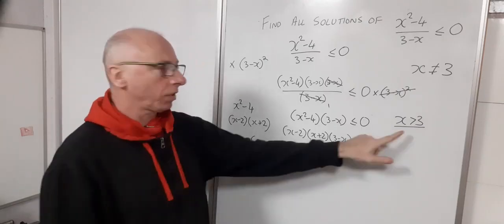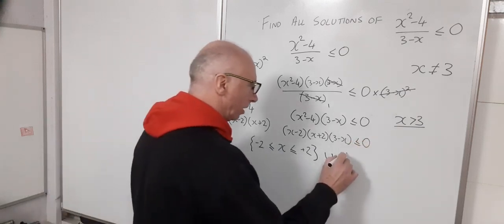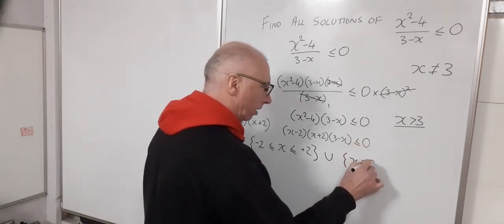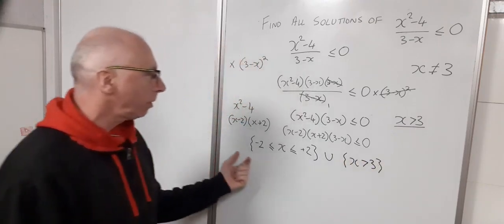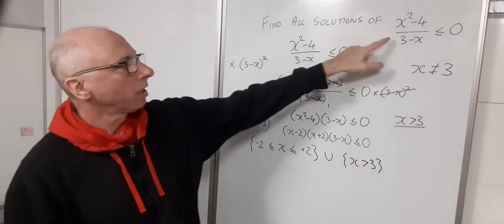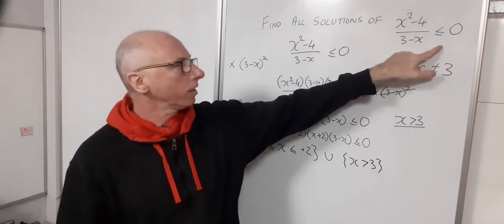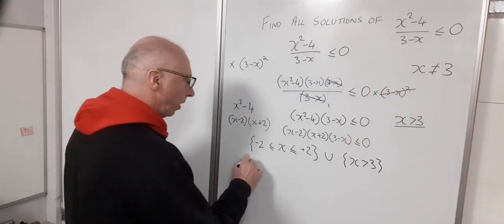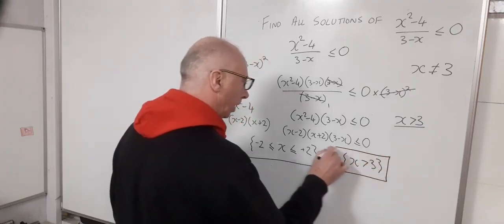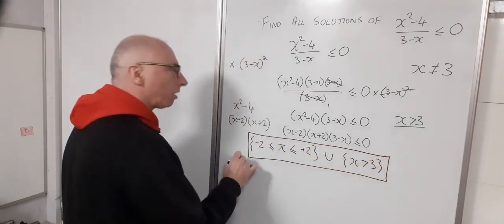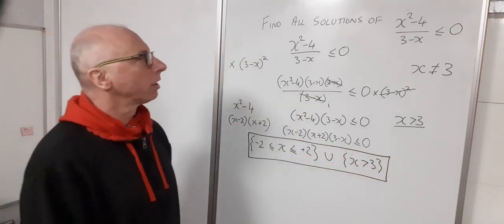And also we've got x greater than 3. So that'd be my solution set for (x squared minus 4) divided by (3 minus x) less than or equal to 0. So all of those numbers will give me a valid result for that question.